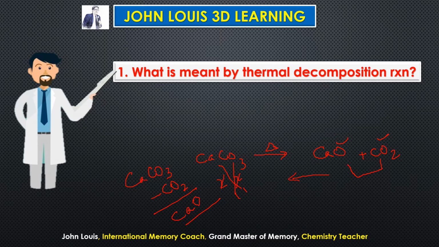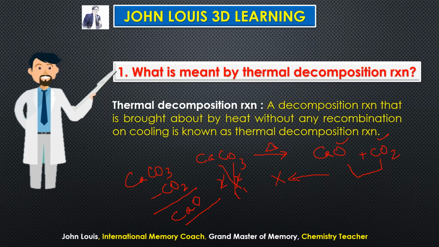On cooling, these two should not combine back to give calcium carbonate. This reaction should not take place. Calcium carbonate on heating gives calcium oxide and carbon dioxide. On cooling, these two products should not combine back to give the original reactant. Then only it is called a thermal decomposition reaction. The reaction should take place only in the forward direction on heating. On cooling, the reverse reaction should not happen.